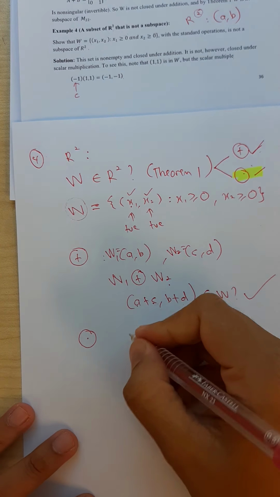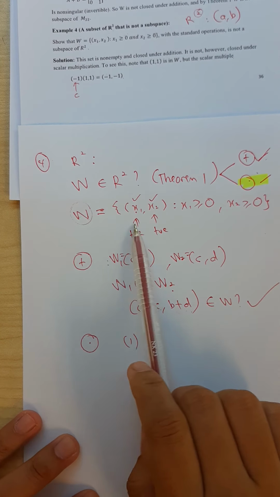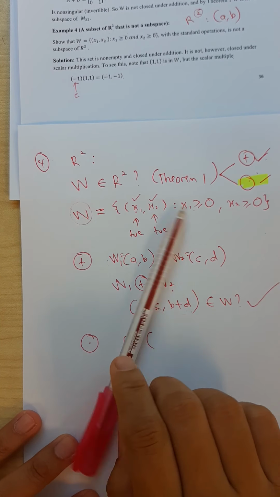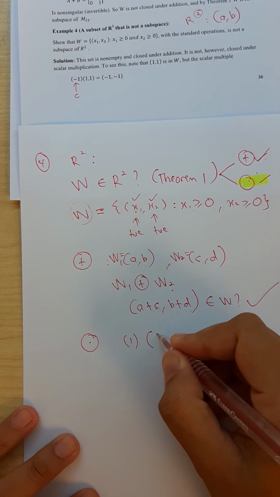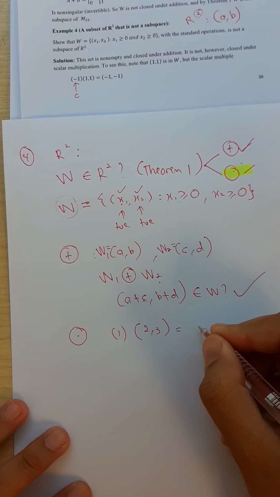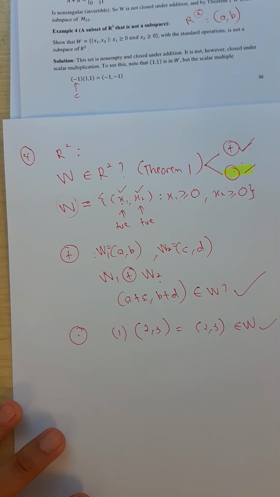Let's say I choose scalar 1, multiplied with a vector that I take from this W here. Let's say I'm taking vector (2, 3) because 2 is a positive number, 3 is also a positive number. So (2, 3). What would you get? You will get (2, 3). Is this still inside W? Yes, it is. No problem in that.